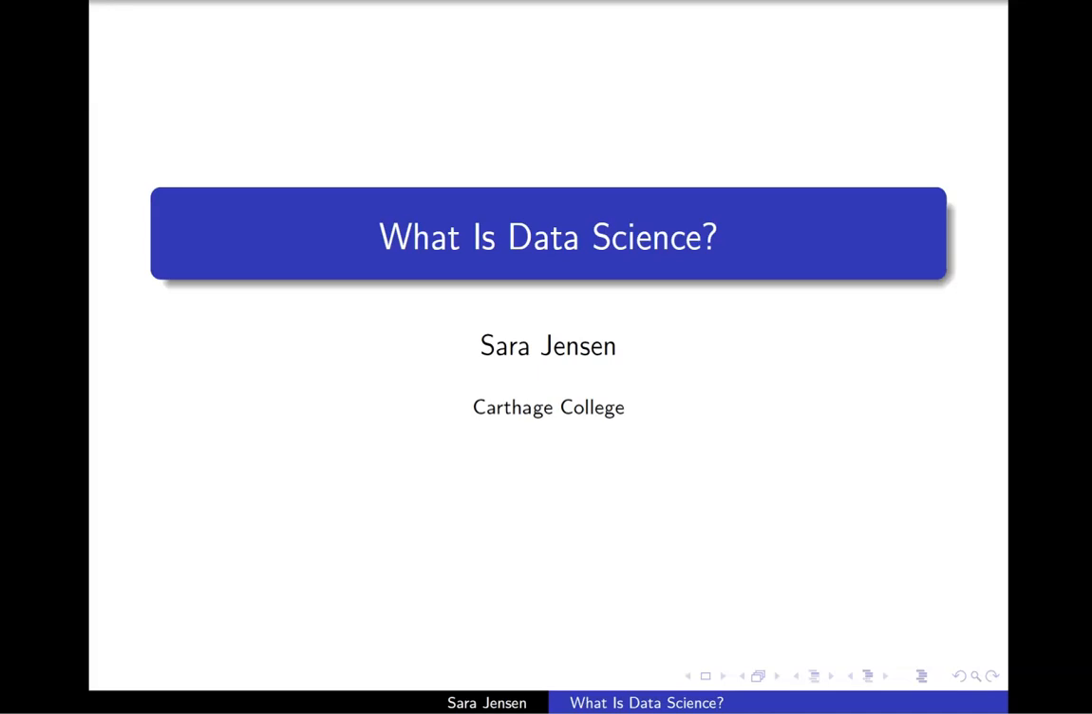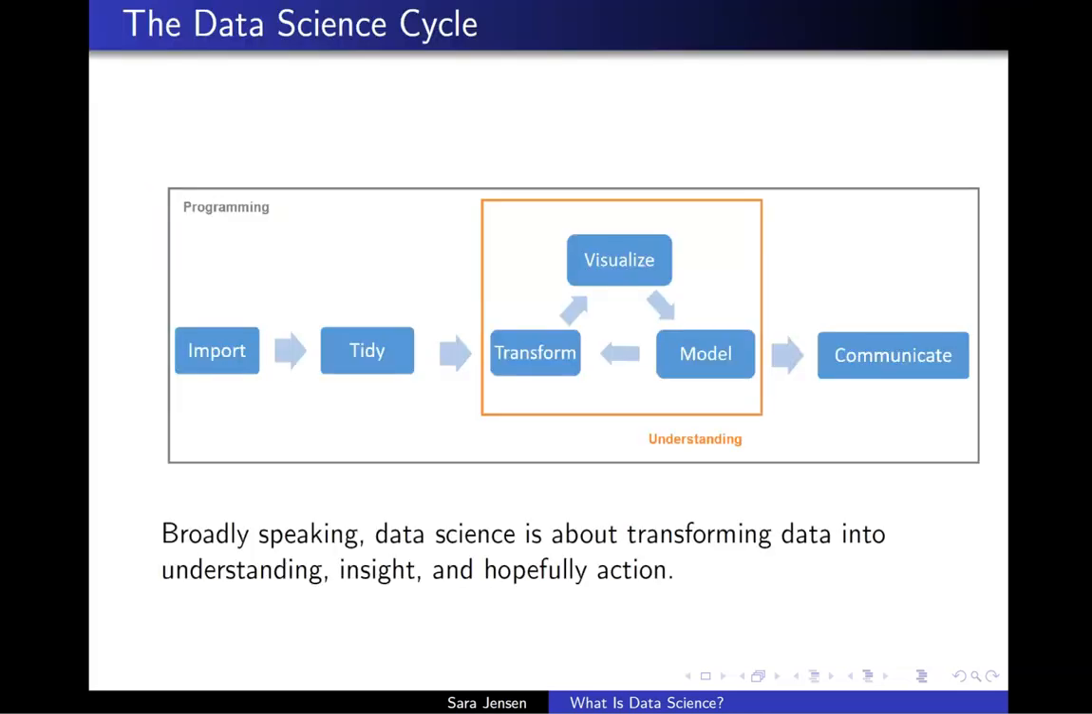My name is Sarah Jensen and I'll be going over the tools and techniques we'll be putting into practice on our first steps toward a career in data science. So the first thing we're going to do is discuss the data science process, sometimes called the data science cycle, because there's a component that we often repeat. So broadly speaking, data science is about transforming data into understanding, insight, and hopefully action.